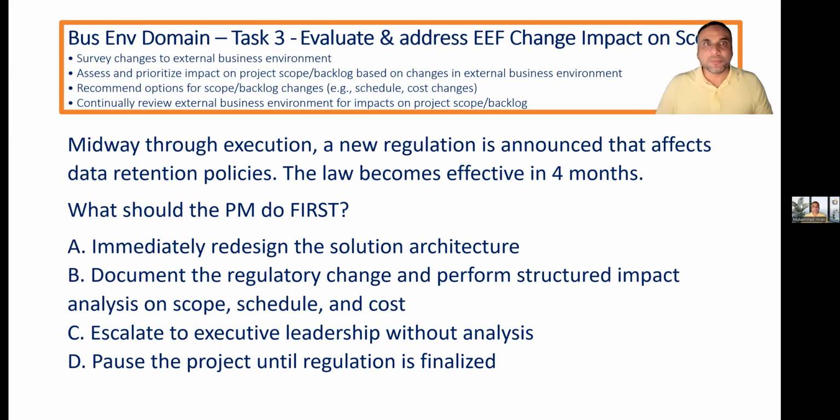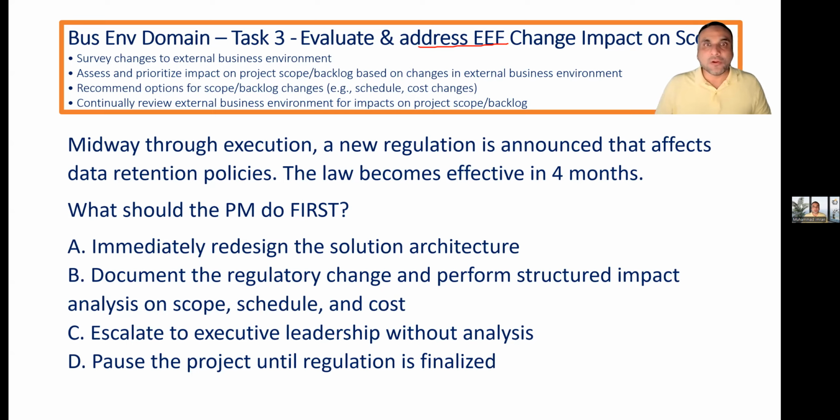Three of business environment, which is about evaluating and addressing enterprise environmental factor change impact on scope. That means any government policy changes, any new regulations or compliances coming, strategic objectives changing for the organization, employment situations changing, a project manager change, different products coming in the market, your competitors launching similar products. All these things are part of this task, and how you should act when you see this.